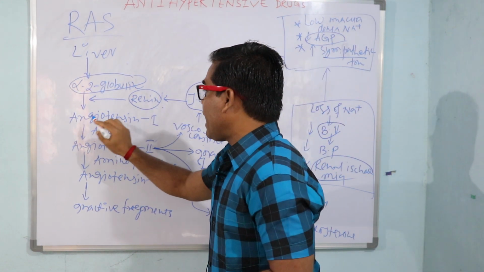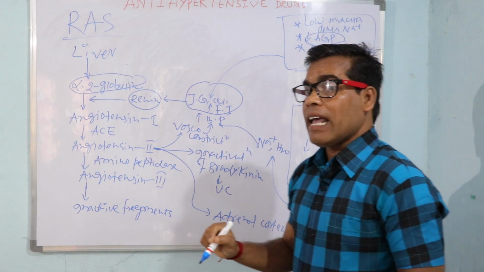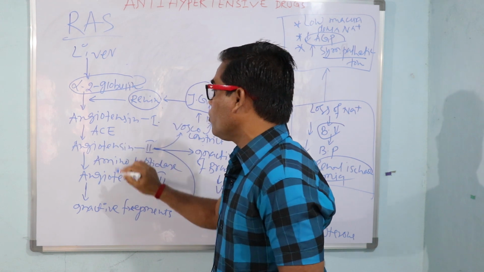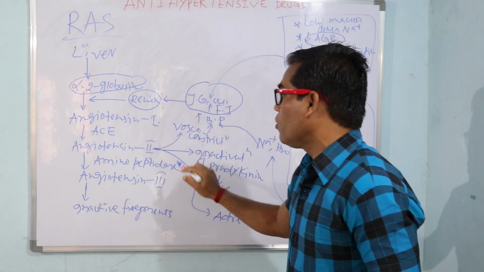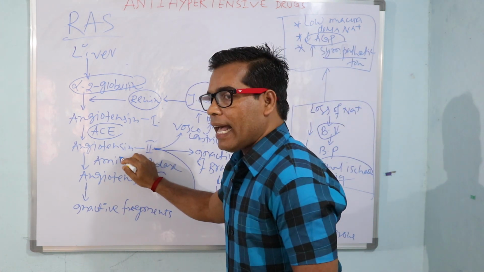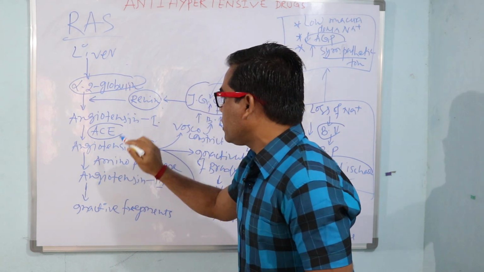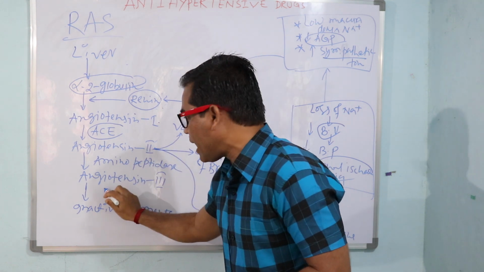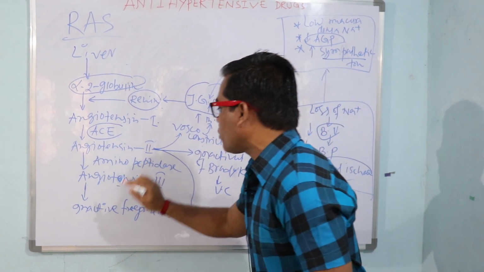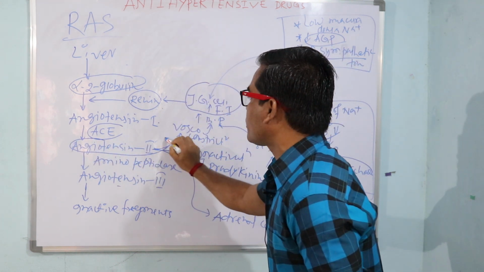Angiotensin 1 is a decapeptide, meaning it contains 10 amino acids and 9 peptide bonds. This angiotensin 1 is converted to the octapeptide angiotensin 2 with the help of the enzyme angiotensin converting enzyme. Decapeptide converts to octapeptide angiotensin 2. Now this angiotensin 2 is converted to the heptapeptide angiotensin 3 with the help of the enzyme aminopeptidase, and ultimately leads to inactive fragments. Now this angiotensin 2 has the major effects.